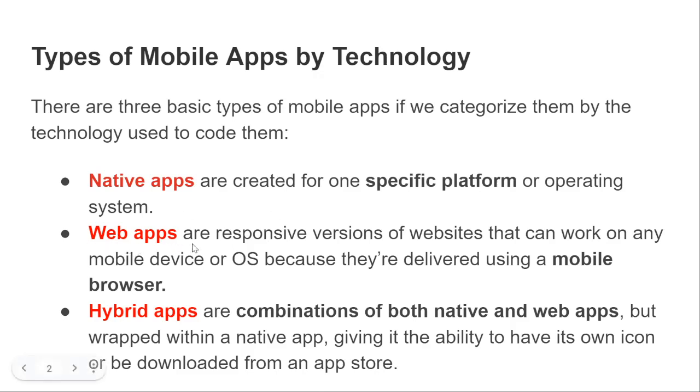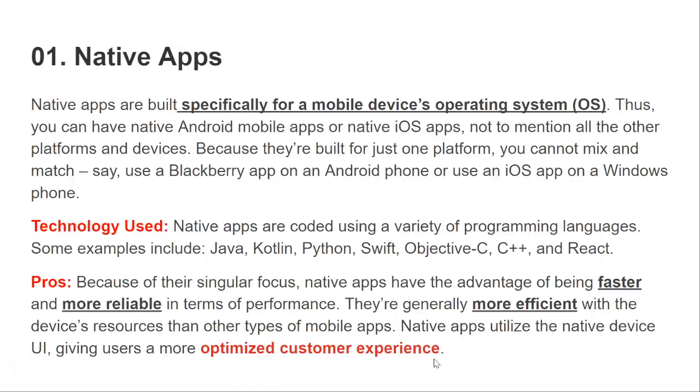Next is the web app, a responsive version of the website that can work on any mobile device or operating system because they are delivered using a mobile browser. Third is a hybrid app. This is a combination of both native and web app, but wrapped with a native app, giving it the ability to have its own icon and be downloaded from the app store.